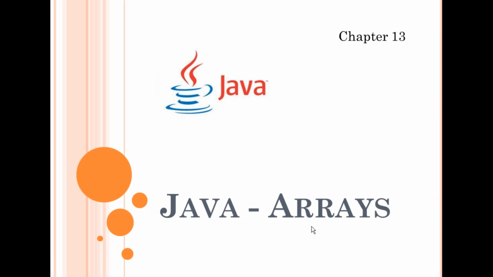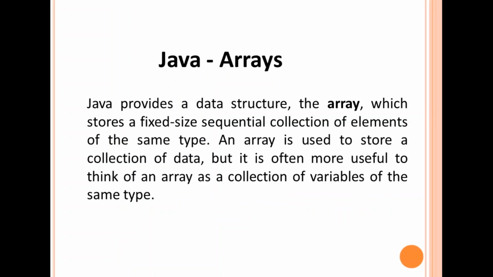In this chapter we are going to discuss the concept of Java arrays. Java arrays provide a data structure, the array, which stores a fixed-size sequential collection of elements of the same type. An array is used to store a collection of data, but it is often more useful to think of an array as a collection of variables of the same type.